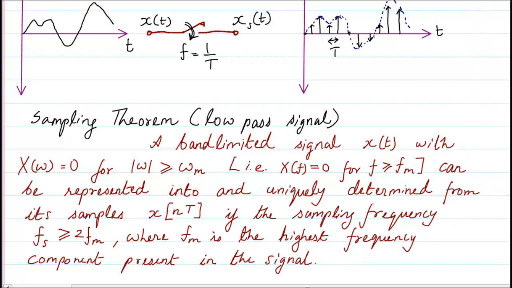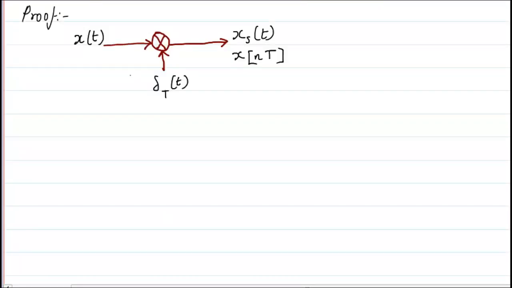Let us look at the proof. So what is basically the sampling process? The sampling process is that you take the original signal x of t and multiply it with a train of delta sequence. Now, what is a delta sequence? We all know that a delta sequence looks like this: you have a delta signal at t equal to 0.